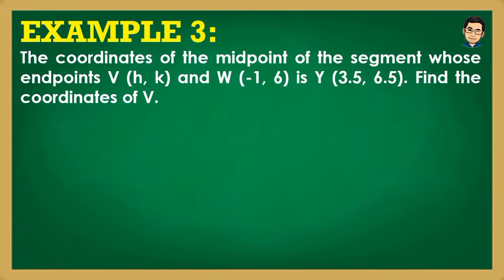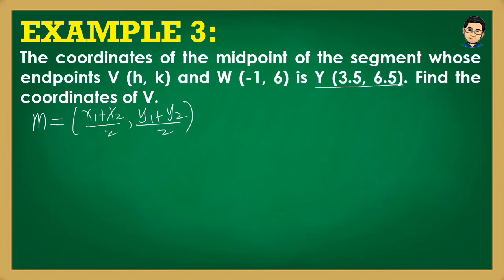Next, the coordinates of the midpoint of the segment whose endpoints are V(h, k) and W(-1, 6) is Y(3.5, 6.5). Find the coordinates of V. So, sulat natin, M is equal to (x sub 1 plus x sub 2 over 2, y sub 1 plus y sub 2 over 2), and then yung midpoint natin dito, yung Y.